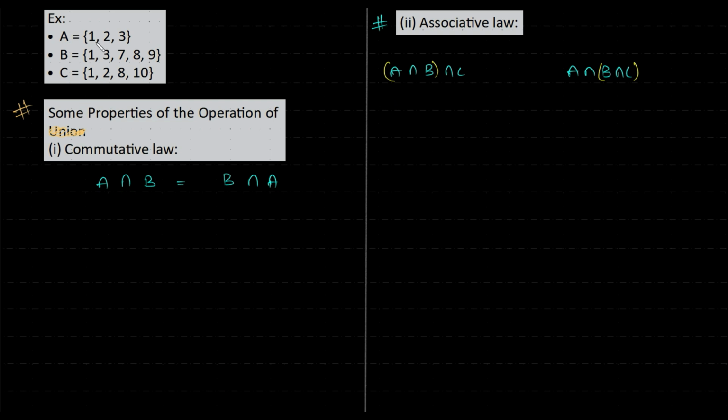For example, A intersecting B, we already know that it's made up of 1 and 3. Intersecting C will give us what? Between C and this set, we have 1 as the common element. When it comes to B intersecting C, we have 1 and 8. So A intersecting {1, 8}. What is common between set A and {1, 8}? It's 1, right? There's no 8 in set A, so we have 1. You can see that these two result in the same thing.